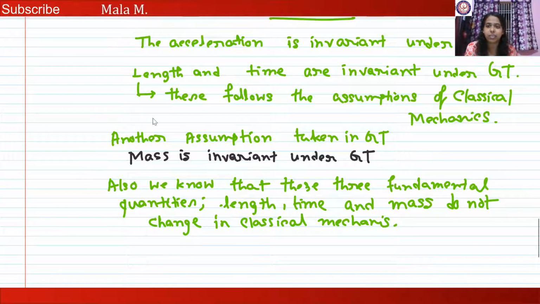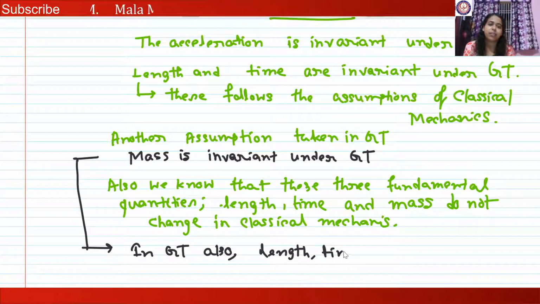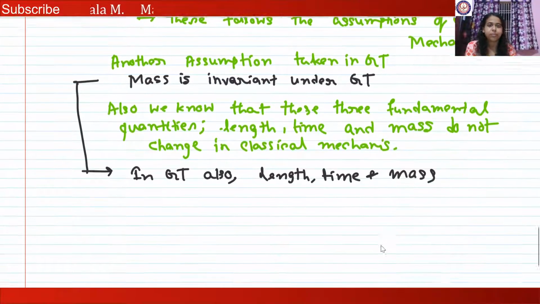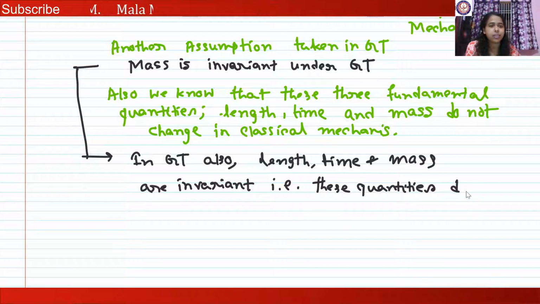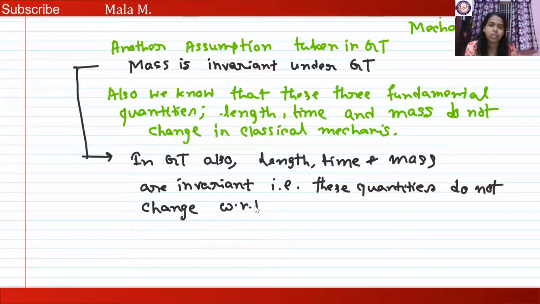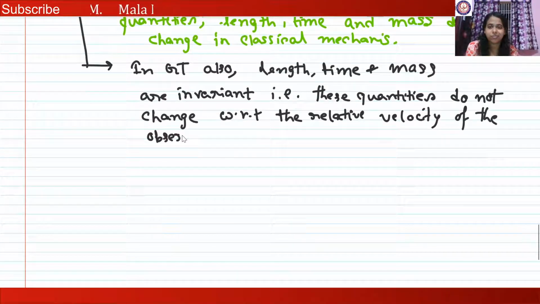And what we get in Galilean transformation? In Galilean transformation we also get that length, time and mass are invariant. That is, these quantities do not change with respect to the relative velocity of the observer. So these three are the important conclusions of the Galilean transformations.